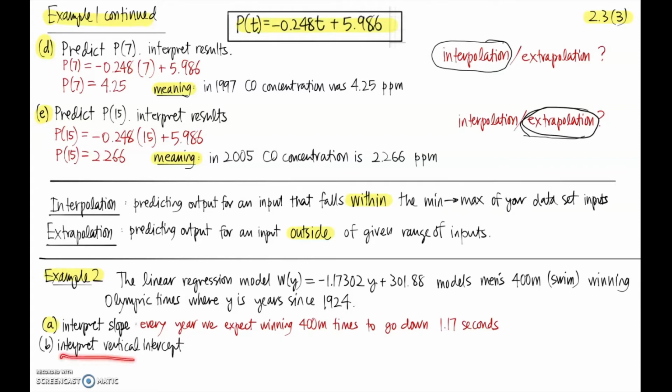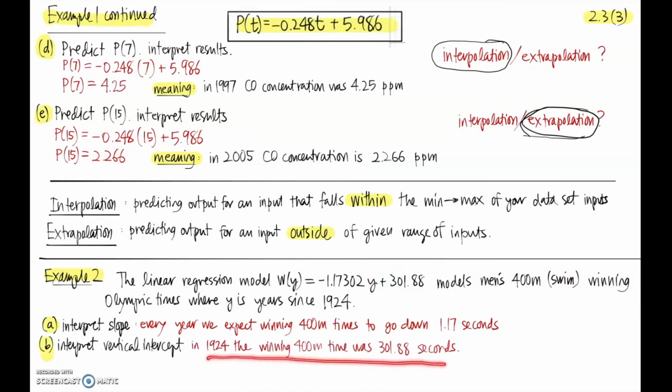And then we're asked to interpret the vertical intercept. This is a common thing that we're asked to do. The vertical intercept for this function is 301.88. It's where your input value is 0. So if this were 0, that would all go away, and our output value would be 301.88. And the interpretation for that is, this is years since 1924. So in 1924, at the beginning, when the year equaled 0, the winning time was 301.88. In 1924, the winning 400-meter time for men's was 301.88 seconds.